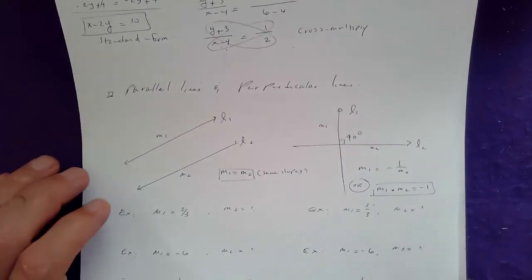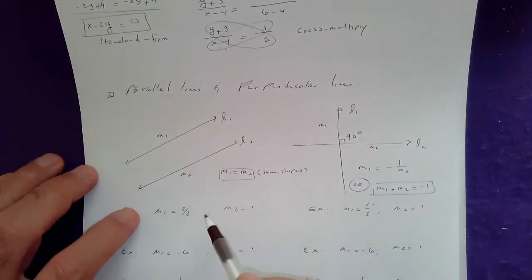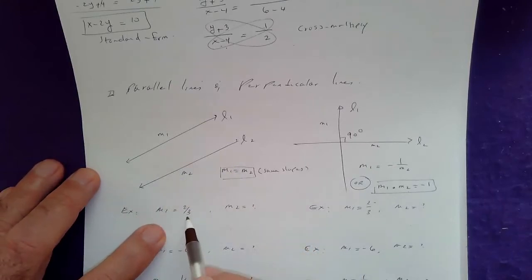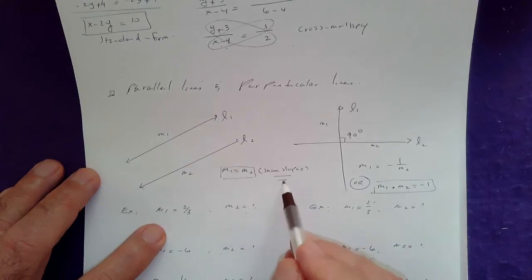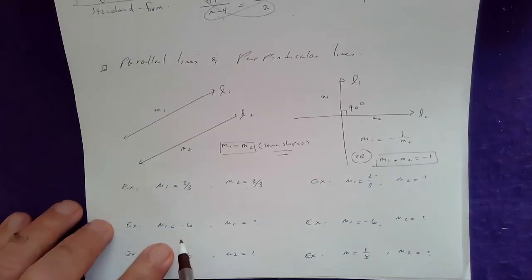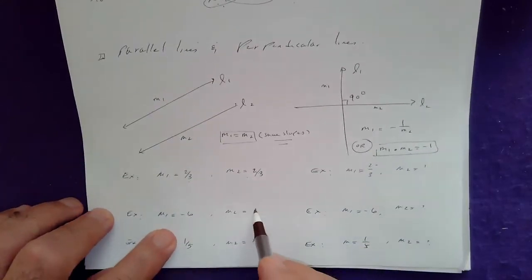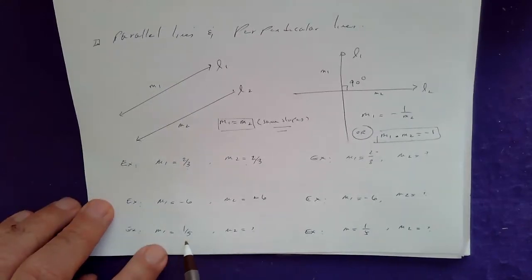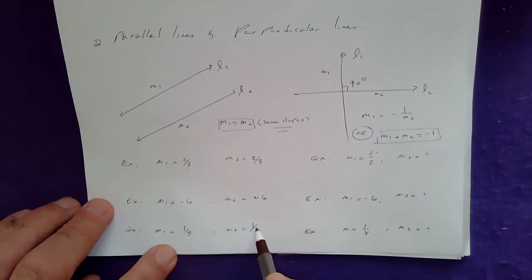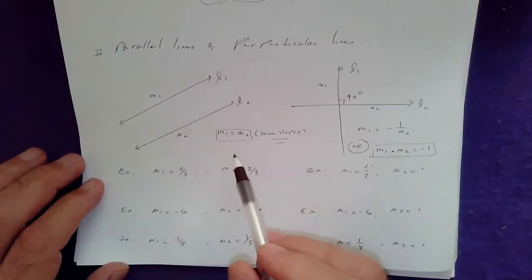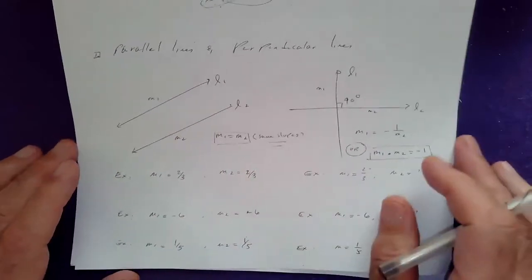For instance, if I have two lines which happen to be parallel, and I know the slope of the first line, can I find the slope of the second line? Of course, remember, they have to be the same. So this guy is also 2/3. If the slope of the first line is -6, the slope of the second line is also -6. If the slope of the first line is 1/5, so is the slope of the second line. Why? Once again, two lines are parallel if they have the same slopes.